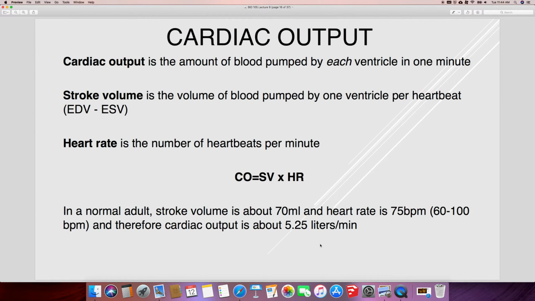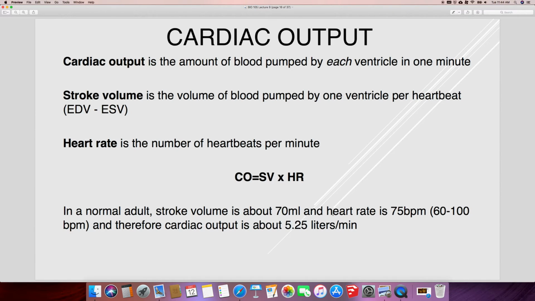Alright, cardiac output. This is just the amount of blood pumped by each ventricle in 1 minute. Cardiac output is given by this equation, stroke volume times heart rate. So you need stroke volume and heart rate in order to calculate cardiac output. Stroke volume is the amount of blood pumped by one ventricle per heartbeat. Okay, so how much blood is pumped out per heartbeat. And then heart rate, of course, is the number of heartbeats per minute.